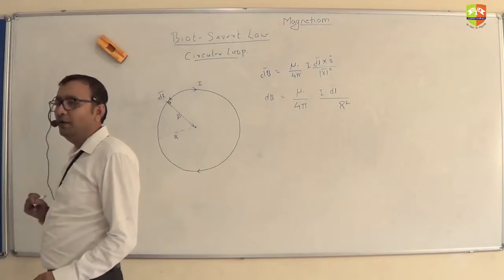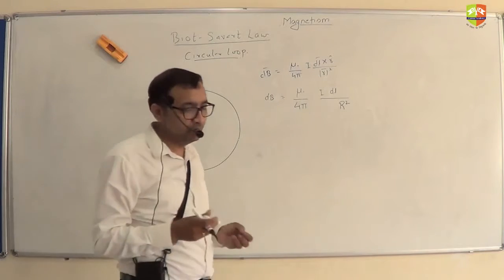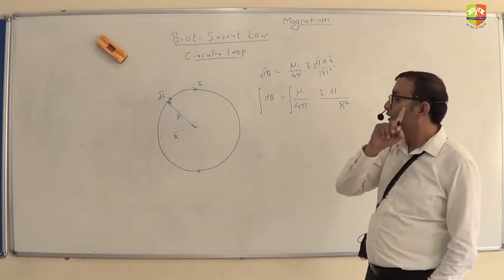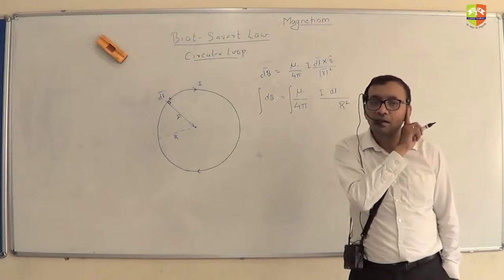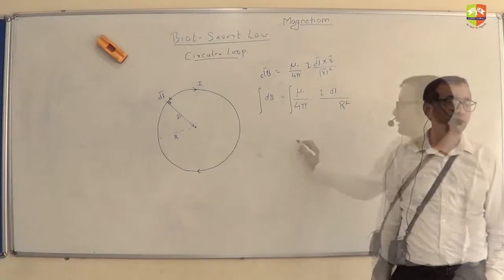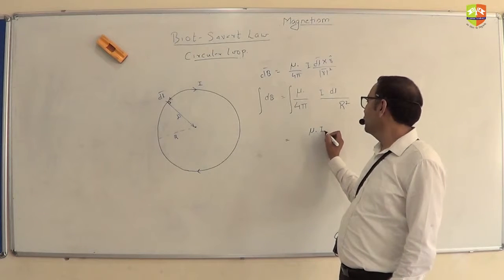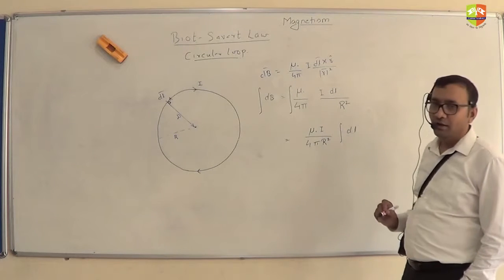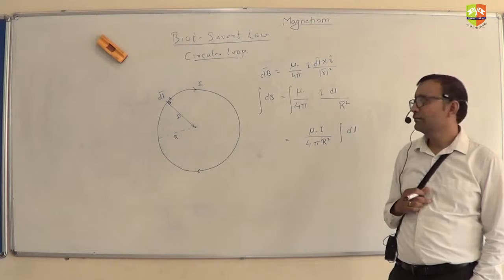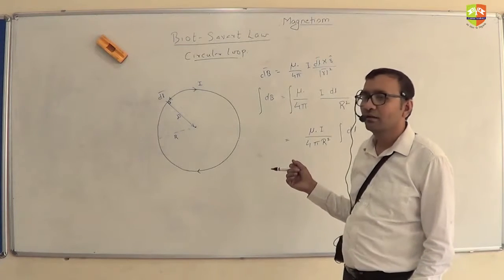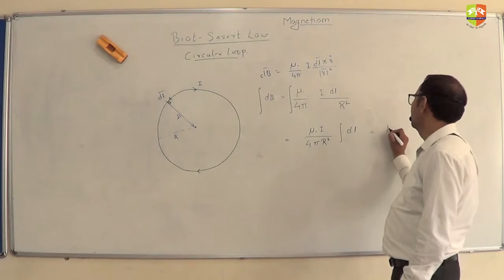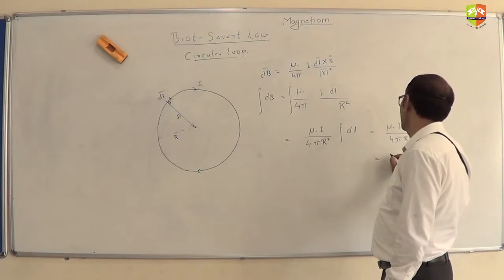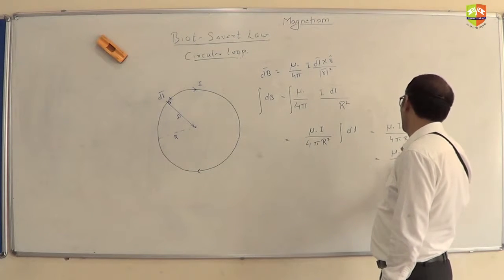So the total magnitude will be the integral of this. Can you integrate and find out how much this is? Integral of dl. What is this equal to? Mu naught I by 4 pi r square is constant, comes out of the integral. This into integral dl. Integral dl is what? It is 2 pi r. So mu naught I into 2 pi r divided by 4 pi r square. So this is mu naught I by 2r.